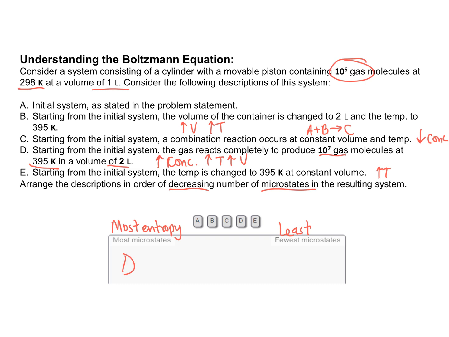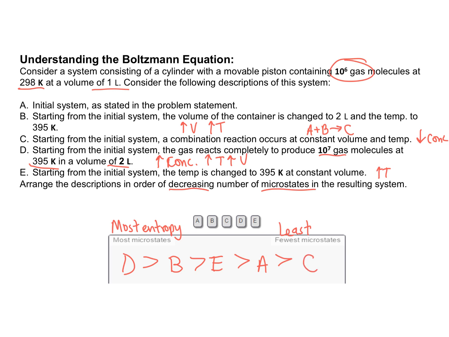So let's see, to rank these from most microstates to least microstates. System D would have the most microstates because we increase concentration, we increase temperature, we increase volume. We did 3 things that all lead to an increase in entropy. So next we would have choice B, because we've increased the volume and increased the temperature. After that, we would have choice E because we've increased the temperature. Finally, we would have choice A, our initial system, and then our last system would be choice C.